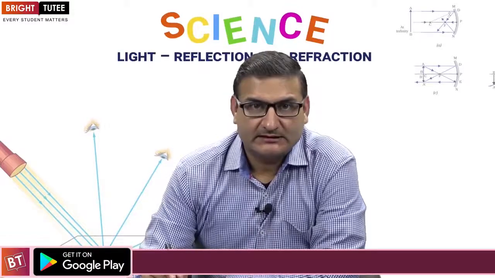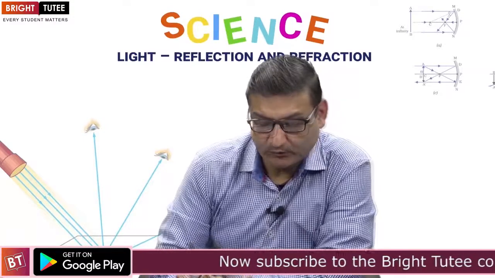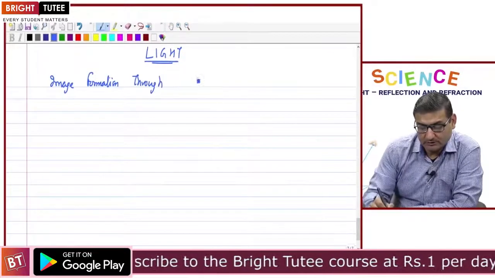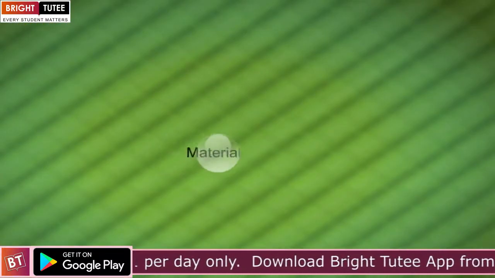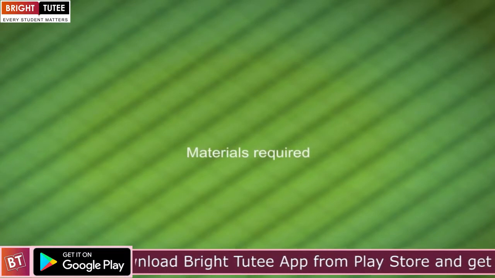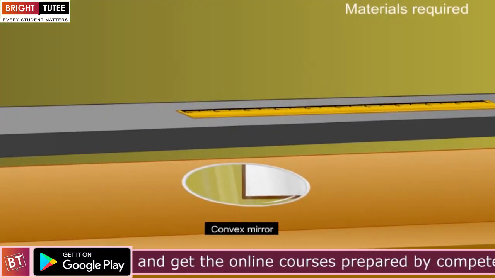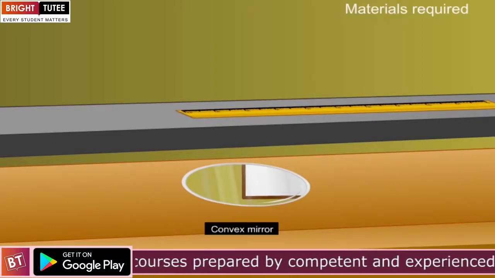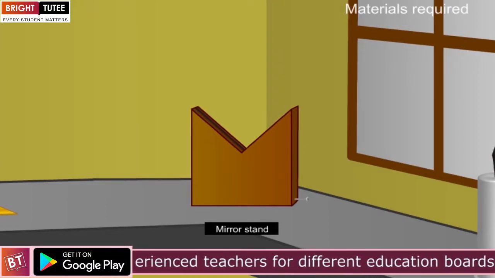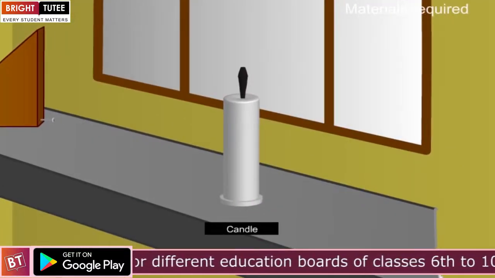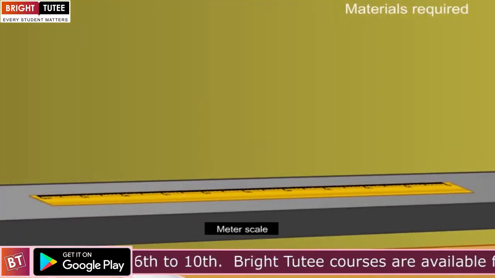Hello dear students, the next topic that we will be studying about is the image formation through convex mirrors. For that, the materials that we will be requiring are, first of all, a convex mirror, then a mirror stand, a V-shaped mirror stand. We will be requiring a candle, and to do all the measurements we will be requiring a meter scale.